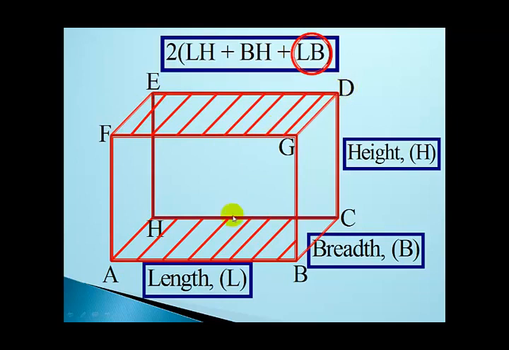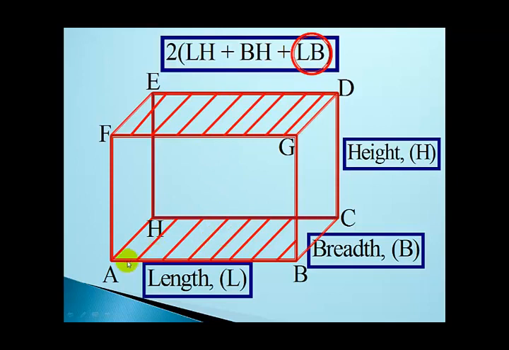So the area of the rectangle A, B, C, H is the same as the area of the rectangle E, F, G, D. So we can calculate the area of the base, that is A, B, C, H, and multiply the answer by 2. At the end of the day, we are getting the area of the two regions because they are all the same. Our concentration is on the red shaded region. Take note.